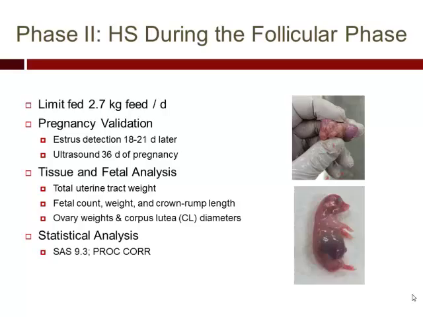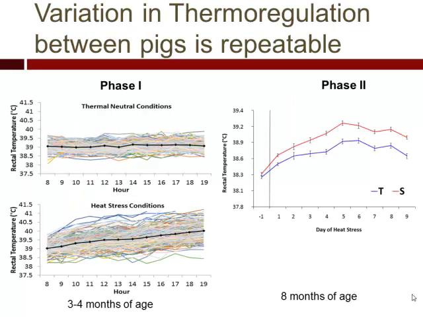So one of the things, again, that we saw is this dramatic variation in thermoregulation. So this is the 238 gilts plotted individually. So you can see the amount of variation from some that are just pretty cool all the time in the thermal neutral conditions and some that are fairly hot. And during heat stress, you can see that variation increases pretty dramatically. And those are the ones that we selected as tolerant down here and susceptible up here.